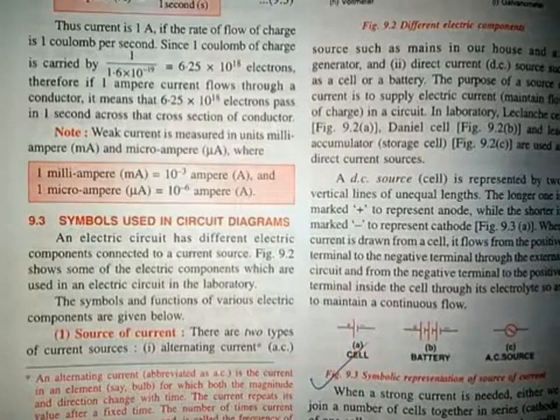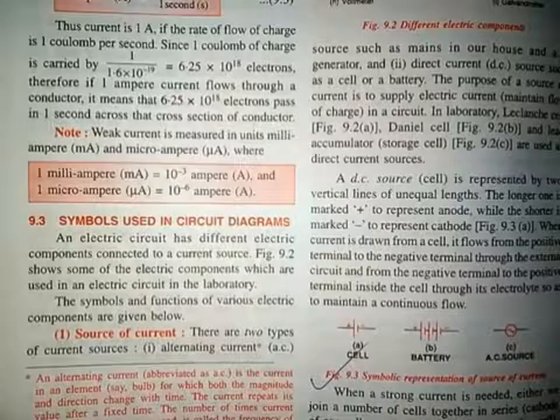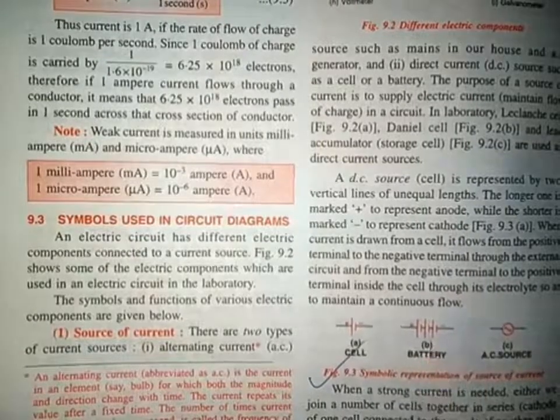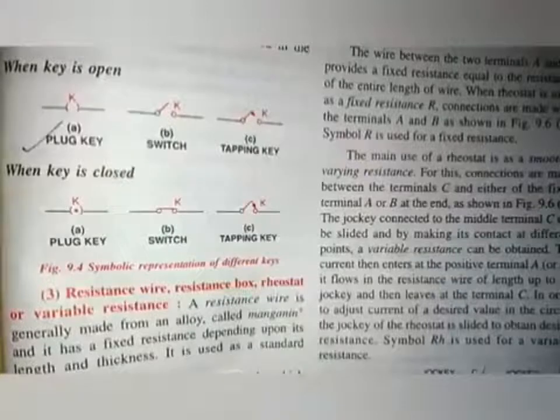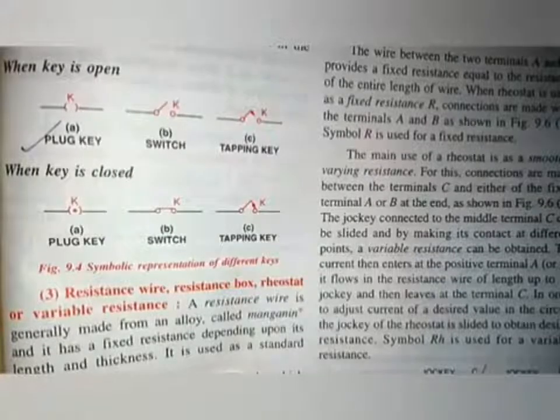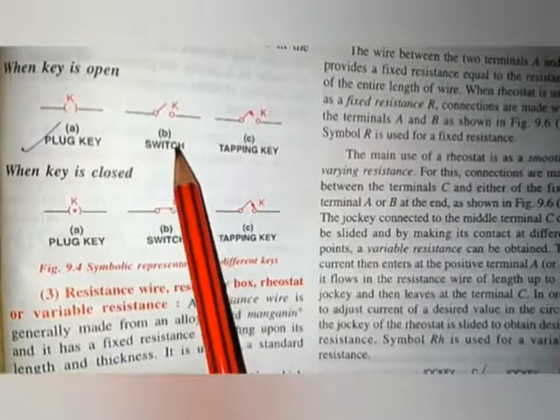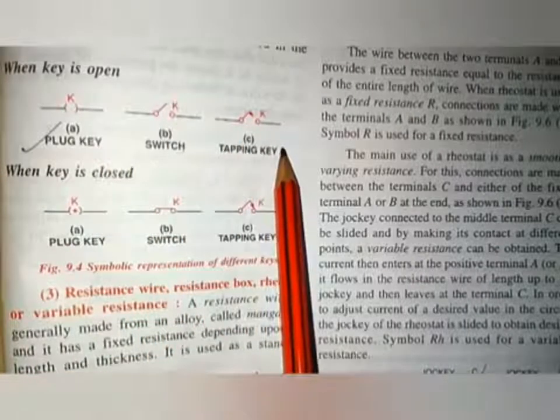When a strong current is needed, we join a number of cells together in series. So this is represented by the battery like this. Key. It is used to put the current on and off in a circuit. It may be either a plug key, a switch key or a tapping key.